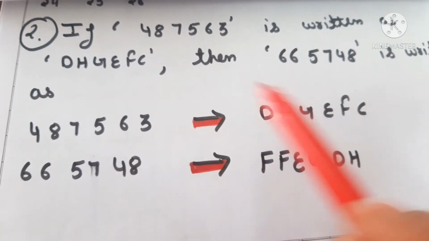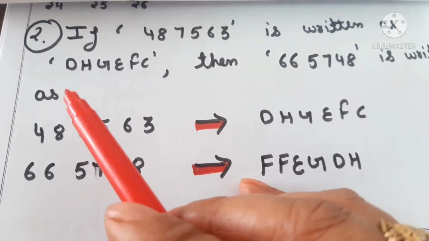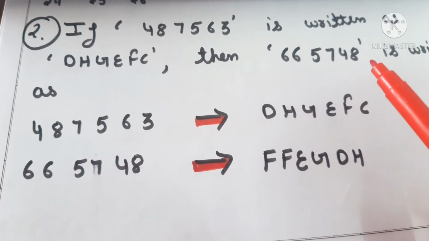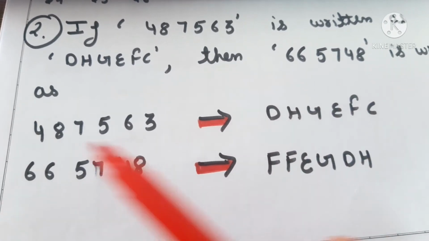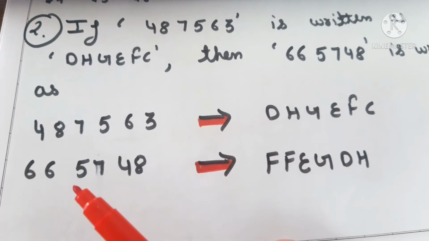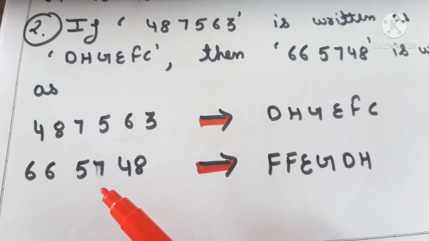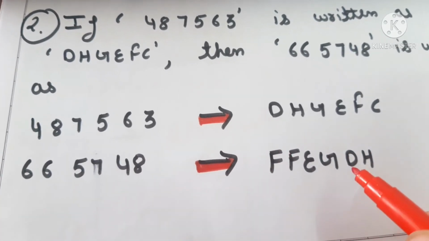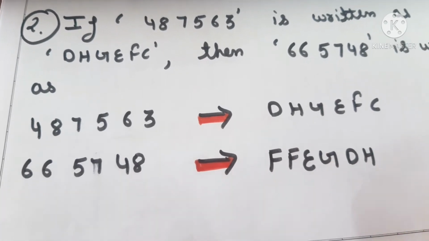So in the same way, if 487563 is coded as DHGEFC, so 665748 will be coded as follows. In the alphabet series at the 6th position F is there. Again at the 6th position F will be there definitely. At the 5th position in the alphabet series E is there. At the 7th position G is there. At the 4th position D is there. And at the 8th position H is there.